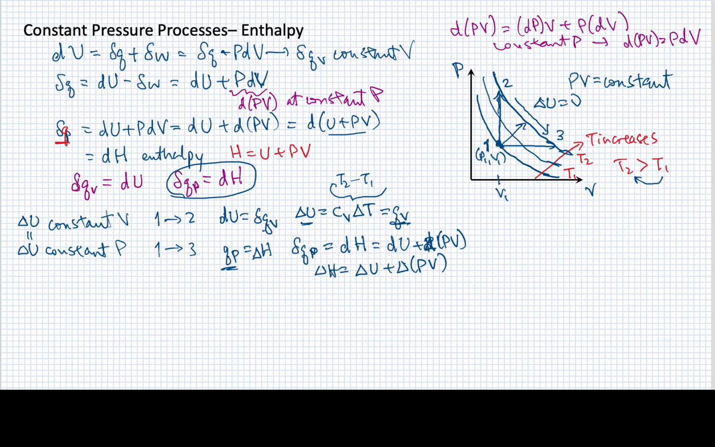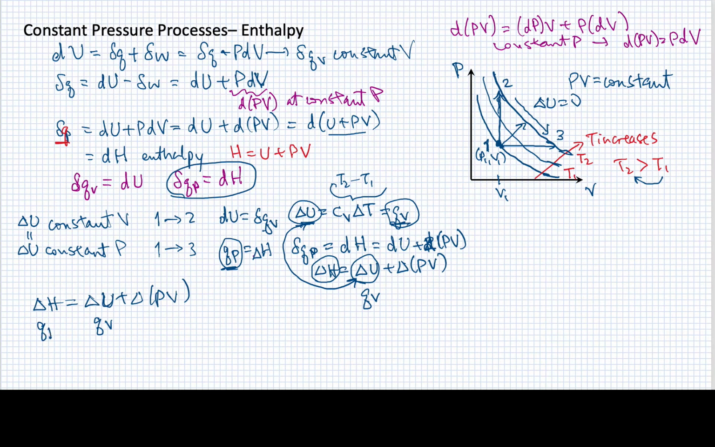Well, in this case, I've got from 1 to 2, I've got delta U. That delta U now has to be the same as the delta U here in the process from 1 to 3. So if this delta U is equal to QV, then this delta U must also be equal to QV. But this delta H is equal to QP. So I can rewrite this whole thing. I've got delta H is equal to delta U plus delta PV. But for this particular set of changes, this delta U is QV, delta H is QP, and we can see that they are clearly different by this factor that involves the change in PV.